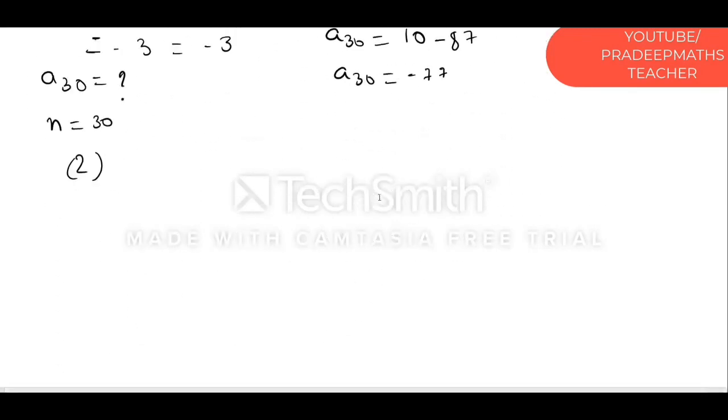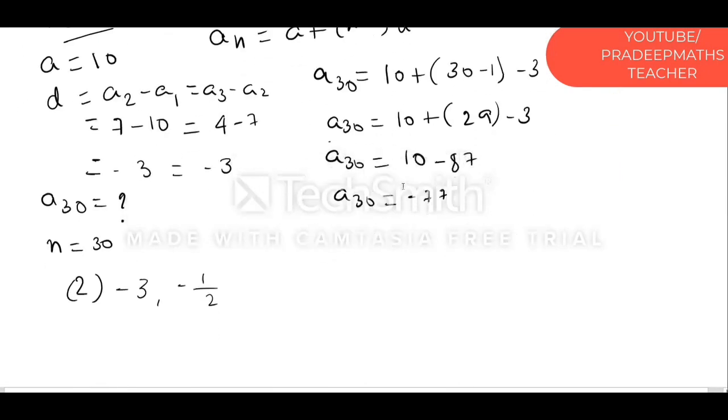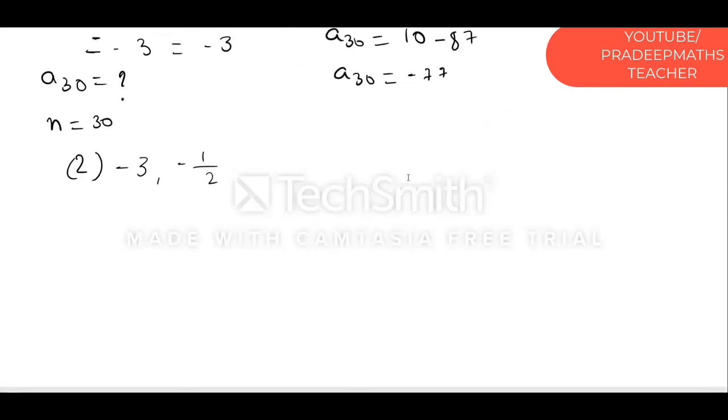So therefore minus 3, minus 1 by 2, and 2, and you need to find the 11th term. So, as usual, call this A1, this A2, this A3. Nothing but this is the first term, this is the second term, this is the third term.